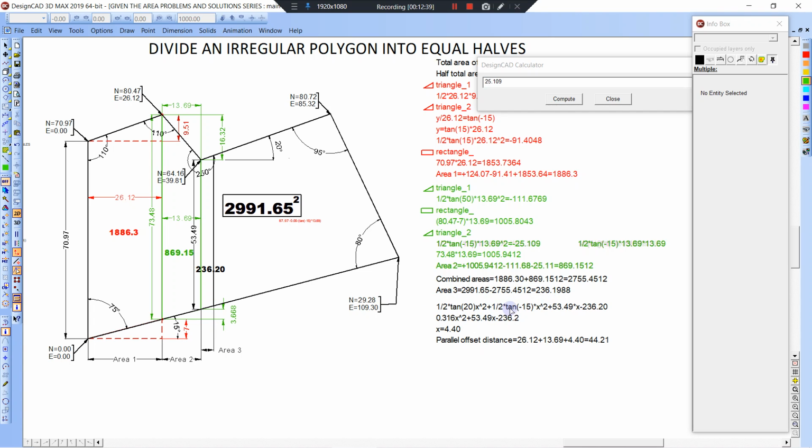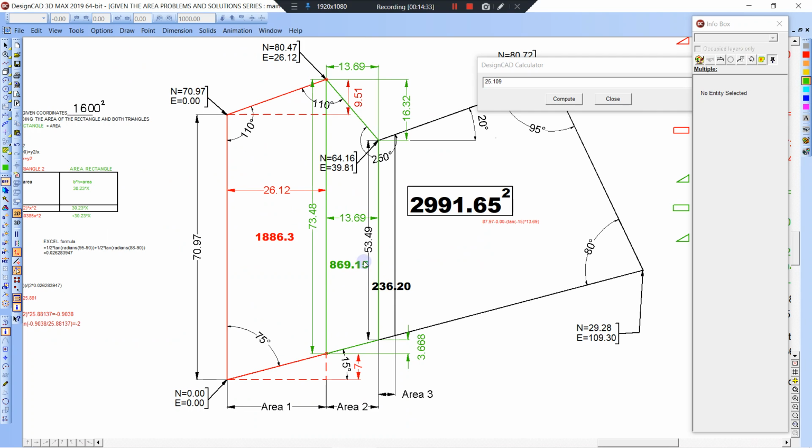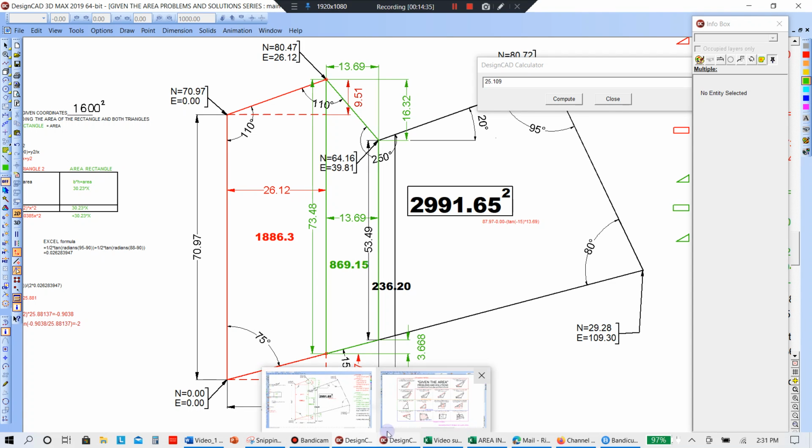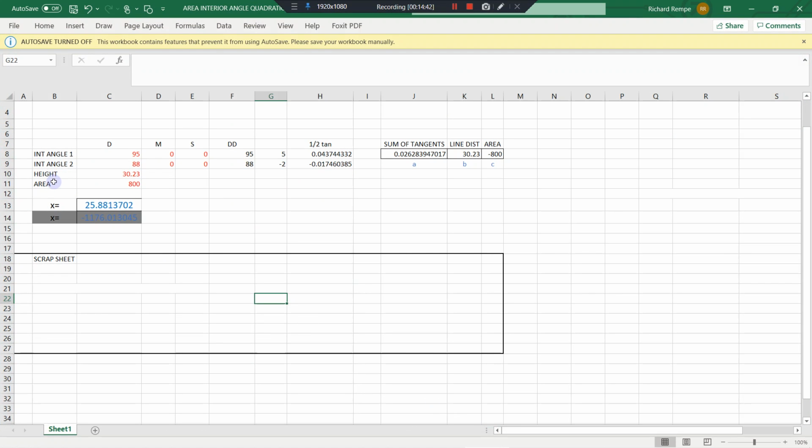That'll give us the 53.49 times x minus 236, because we know this area is 236. So instead of equal 236, we bring it to this side. And now we have the polynomial, trinomial, that we can use in the quadratic form. And I think I'm going to take this 53.49, 15, and 20. 53.49. So the height is 53.49.